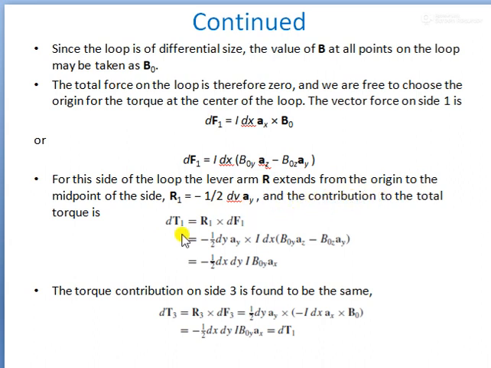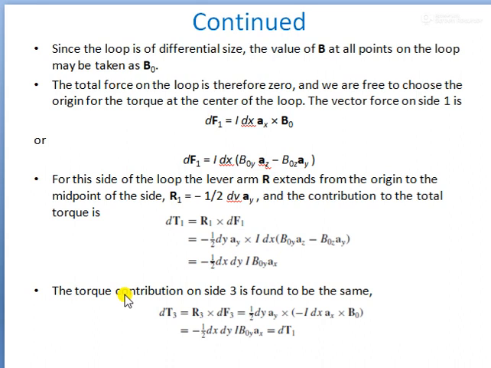The contribution to the total torque will be dT1 equal to R1 cross dF1. So R1 is minus half of dy ay cross I dx, that is the same dF1. After further simplification, we get minus half of dx dy I, and ay cross az and ay cross ay. So ay cross az will be ax and ay cross ay will be 0. So only this is remaining.